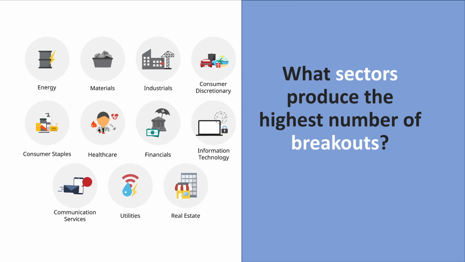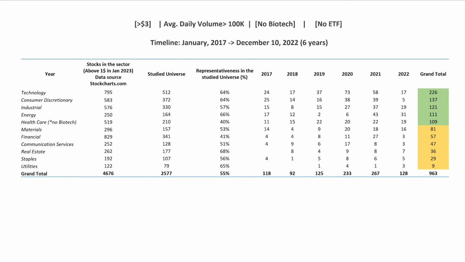The next question I would like to cover is: what sectors produce the highest number of breakouts? In this case, I would like to go into the table that sounds a bit complex, but it has some important points that I wanted you to know. The first column is the sector name. The second column shows the number of stocks per sector and gives a better understanding of how big each sector is. All these stocks are above $1 and the data source is stockcharts.com.